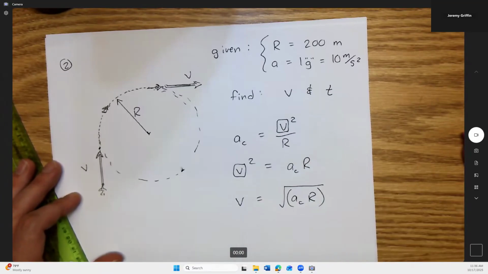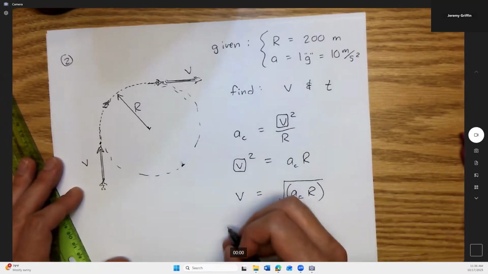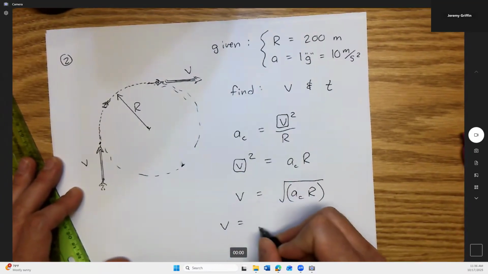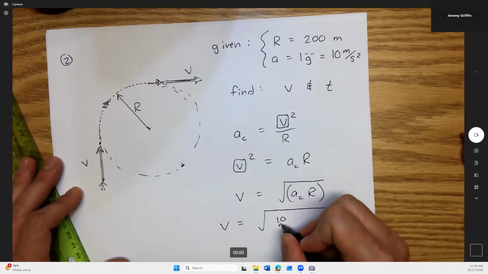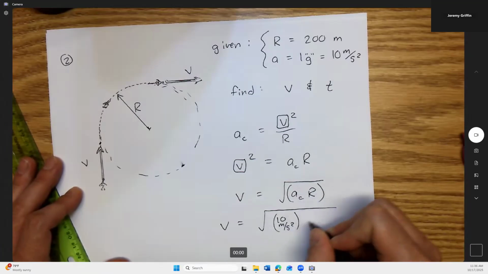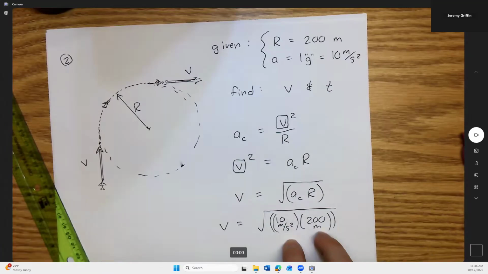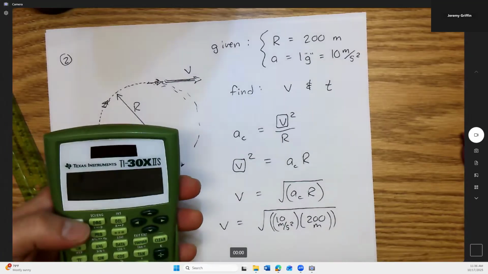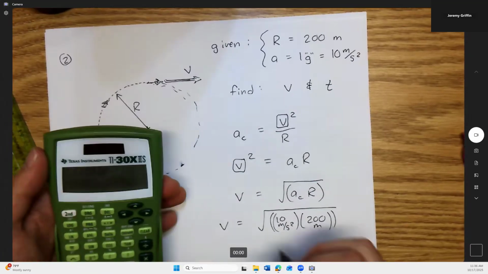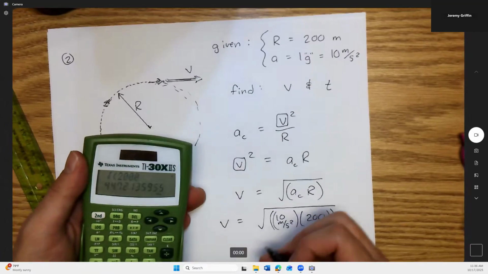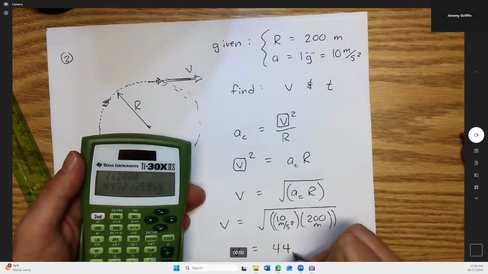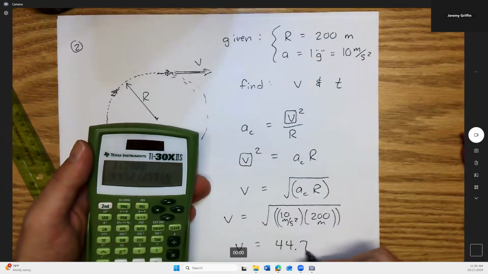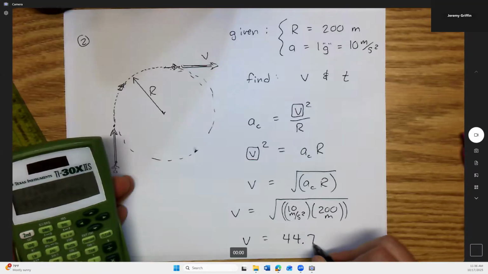Right, and let's put some numbers in. So we plug in 10 meters per second squared and 200 meters radius. So square root of 2000. I'm getting like 44.7 thereabouts. Guys, is that my answer? Is it 44.7 or am I forgetting something?